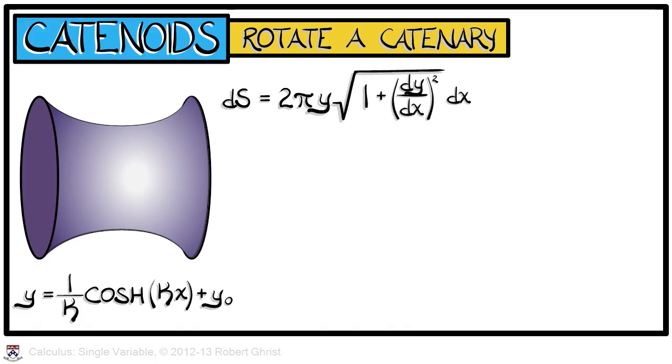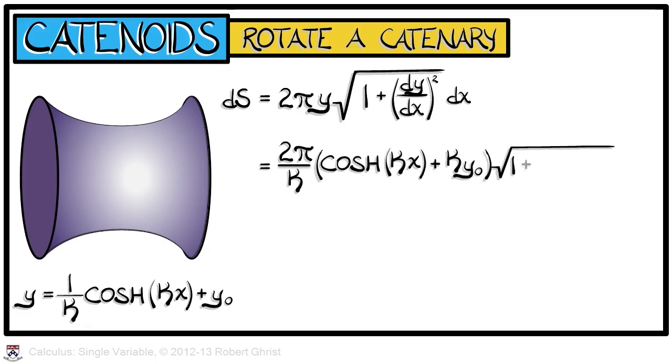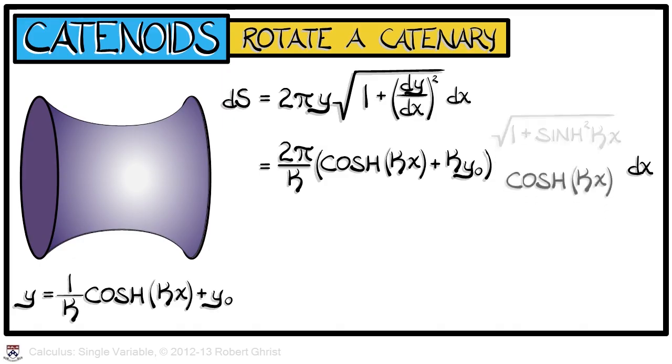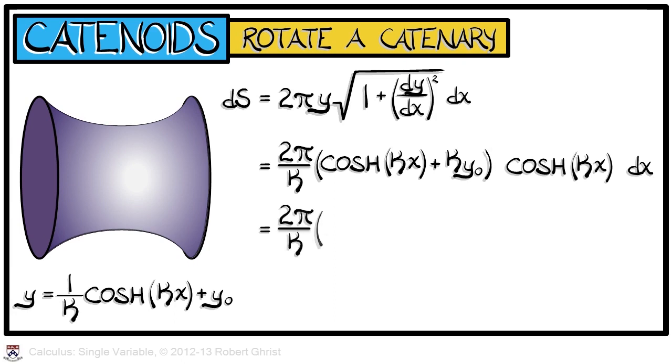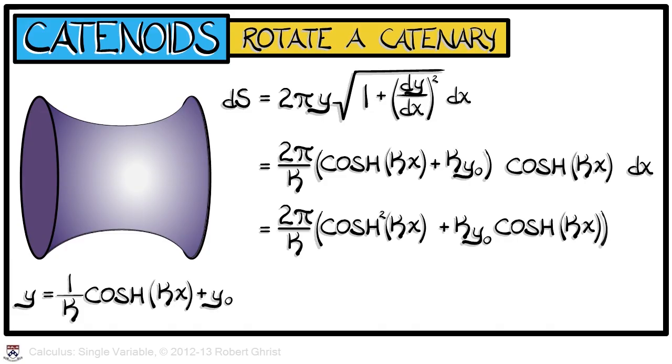2 pi y square root of 1 plus dy dx squared dx. It's easy to differentiate a hyperbolic cosine, and so we obtain a surface area element that, well, doesn't look so nice. We can simplify that square root, but in the end, we've got a cosh squared term and a cosh term. Now, this is not impossible to integrate. It is doable, but we're not going to do it here.